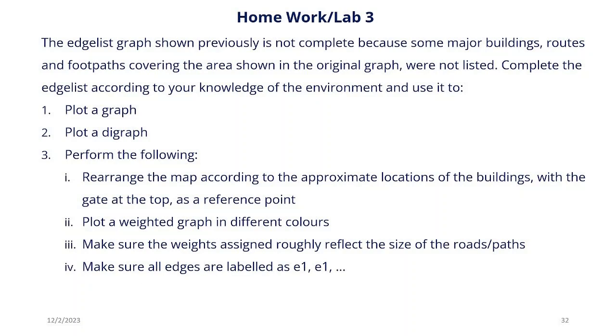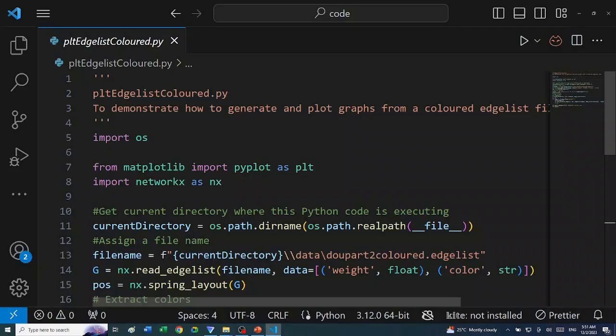So before you do this homework, I am going to show an example of how to plot the edges so that they will not only show the weights, but they will also show different colors representing the edges. So here we are in Visual Studio Code, and we are looking at a program that demonstrates how to plot the weighted graph in different colors.